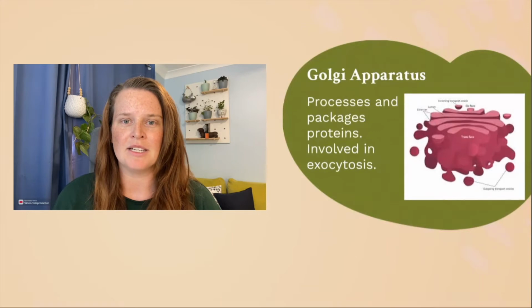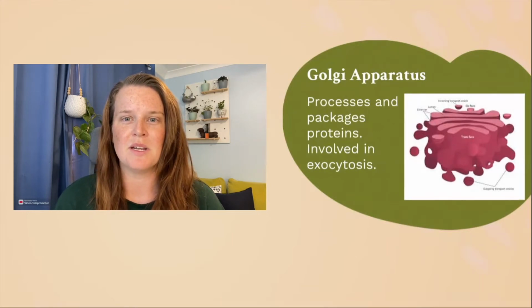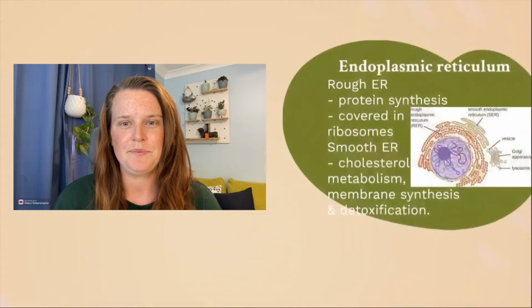The Golgi body, apparatus or complex, is the organelle that processes and packages proteins and lipids to be exported around the cell. It plays a role in exocytosis. We'll explore this again when we look at the membrane.